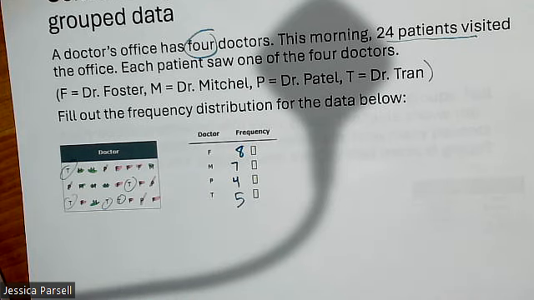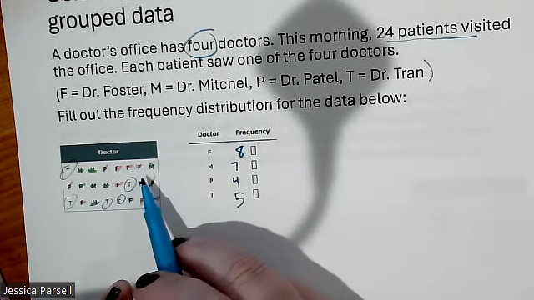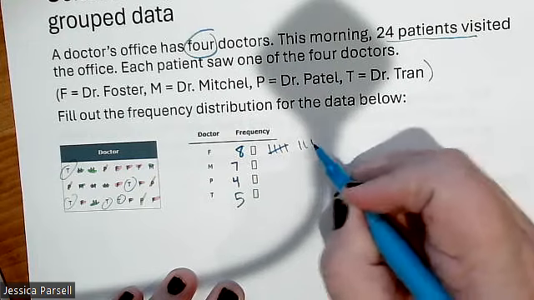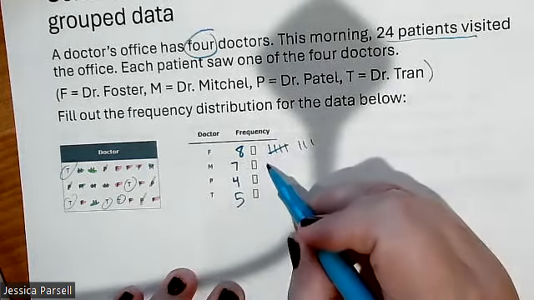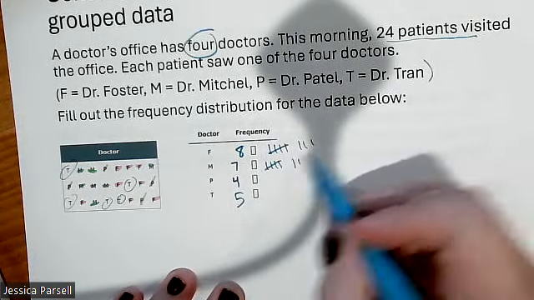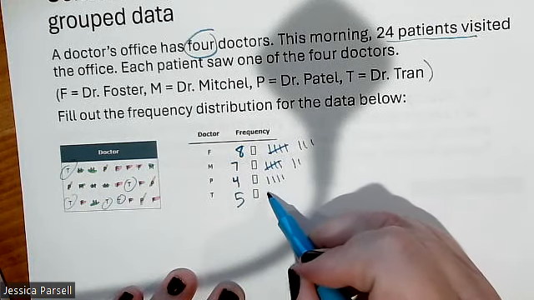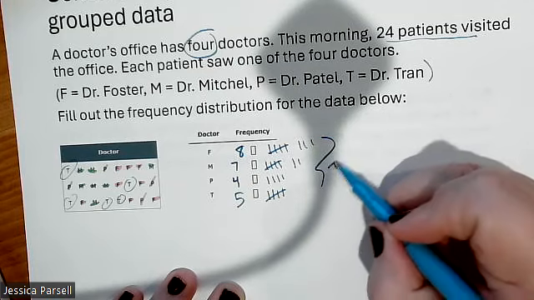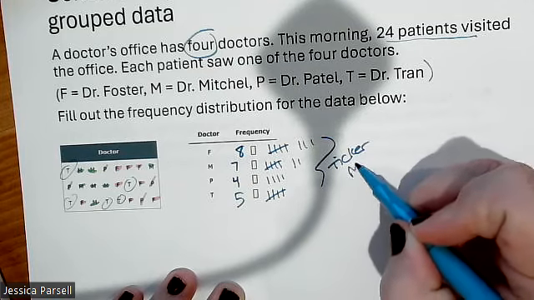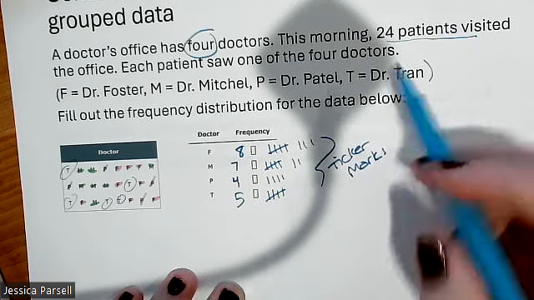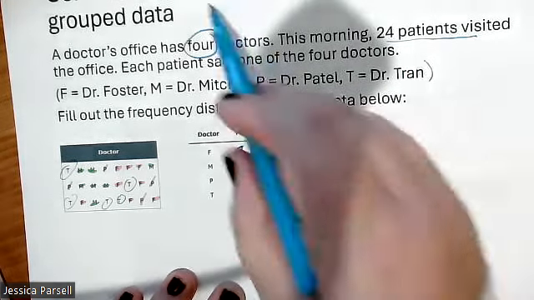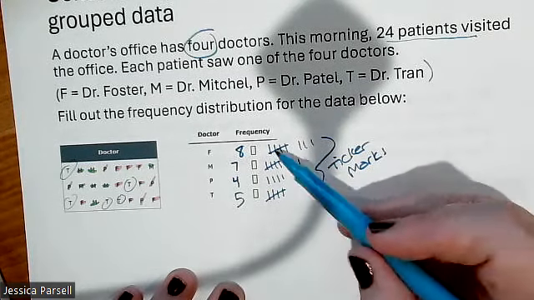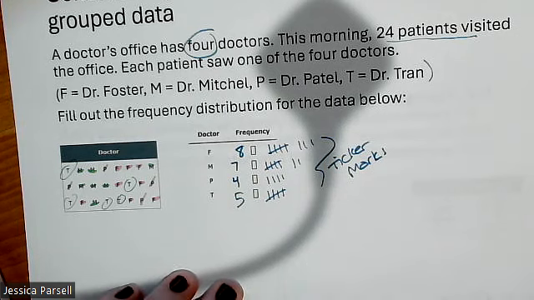And you could make a tally, like if you wanted to, and you were counting up your Fs for Dr. Foster, you could say 1, 2, 3, 4, 5, 6, 7, 8. And then Dr. Mitchell, 1, 2, 3, 4, 5, 6, 7. 1, 2, 3, 4 for Dr. Patel. 1, 2, 3, 4, 5. These are ticker marks for Dr. Tran. Ticker marks. So sometimes when you are looking at data and you're asked to fill out a frequency distribution chart, that's what this is. Sometimes people use ticker marks and then they add up their tickers and they're able to get the frequency.